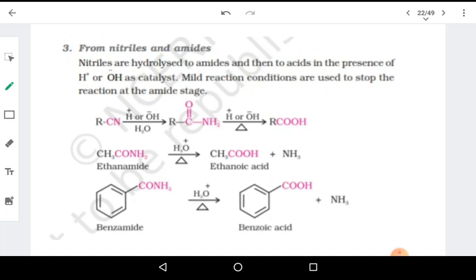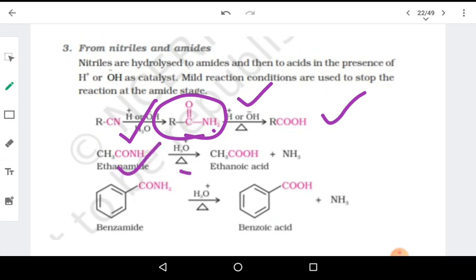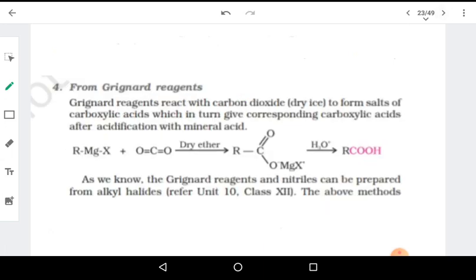We have to carry out the hydrolysis first. We will be getting an amide. So amide on hydrolysis will give us acid. If I have an amide, directly I can treat it with H2O plus. We will be getting ethanoic acid over there. It's a very simple reaction.